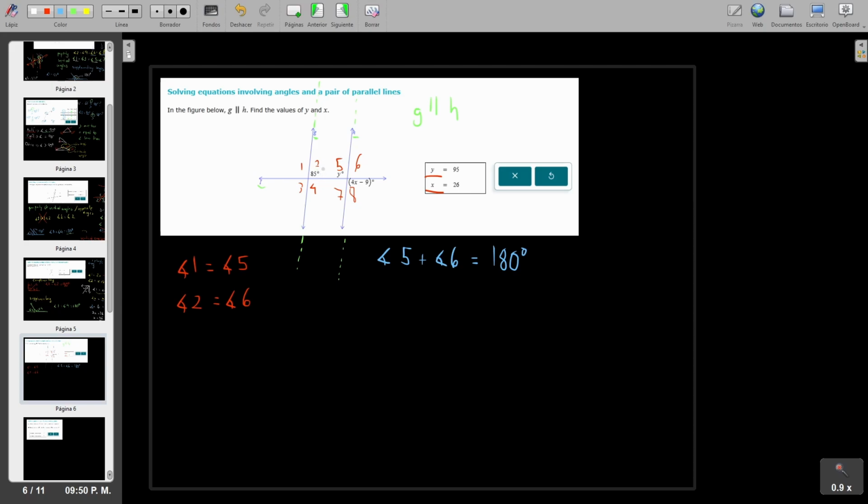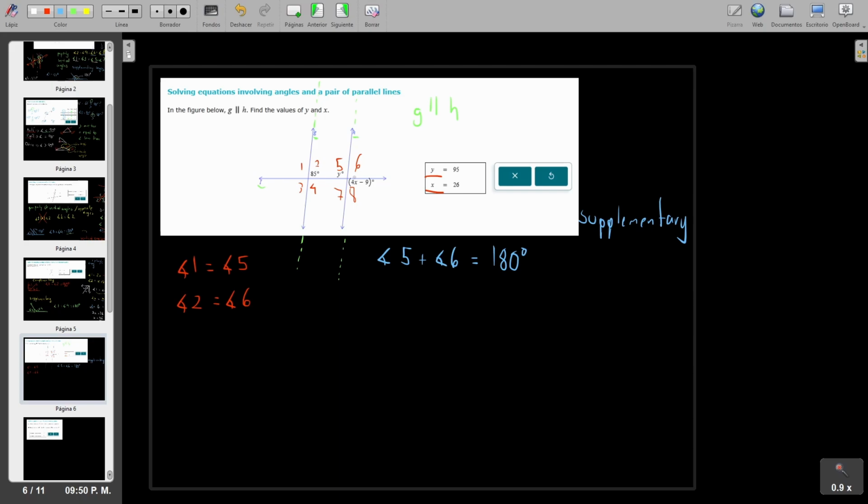You can put a pause and you can see the values. 5 plus 6 equals 180 degrees. Why? Because of supplementary angles. That is the reason why.